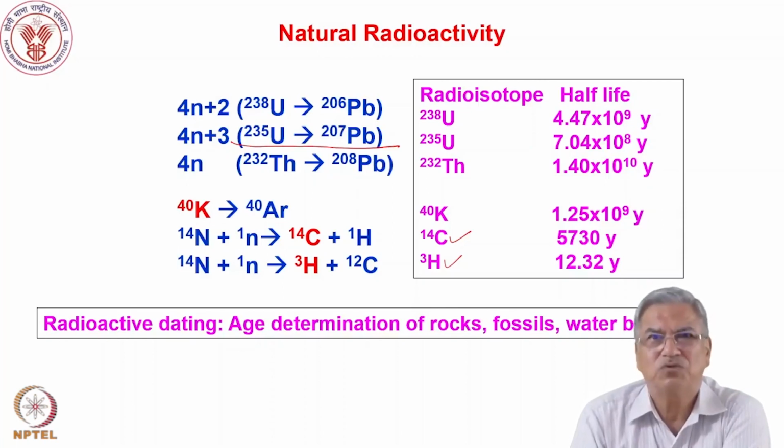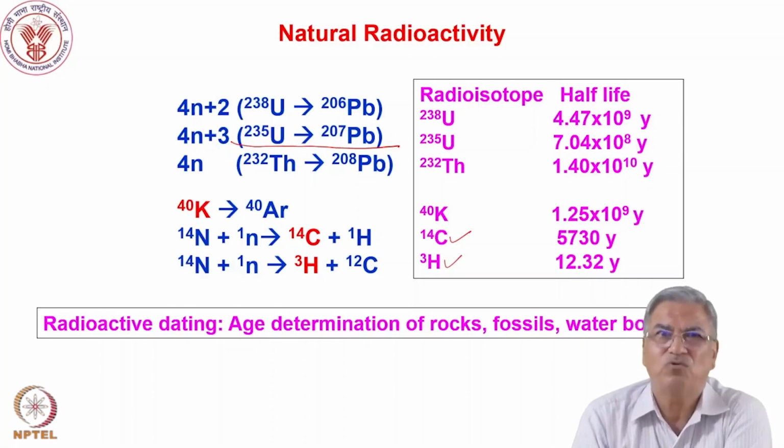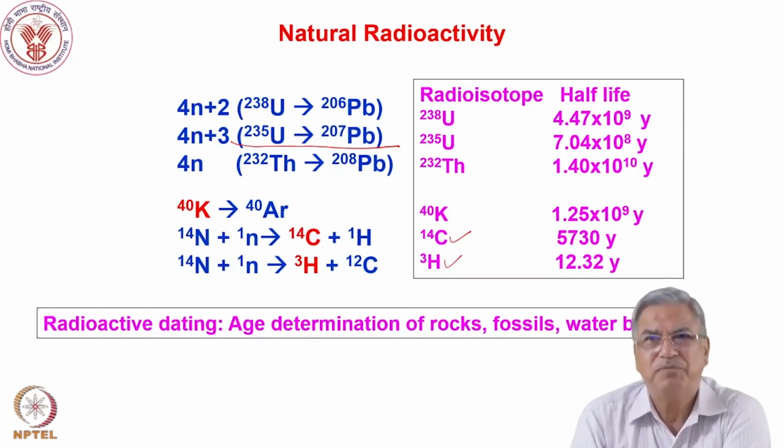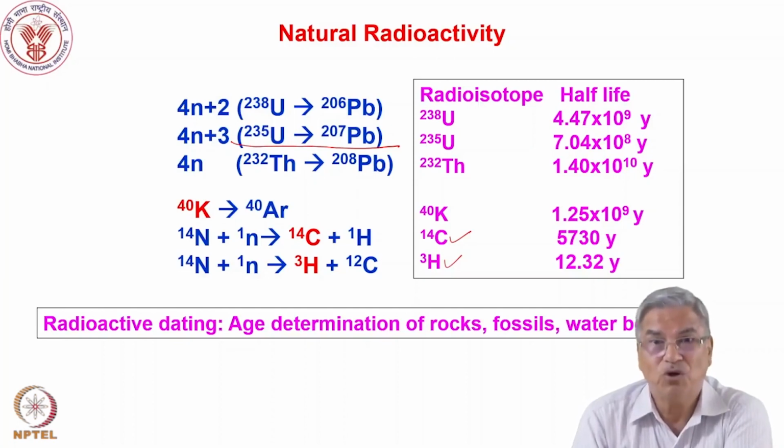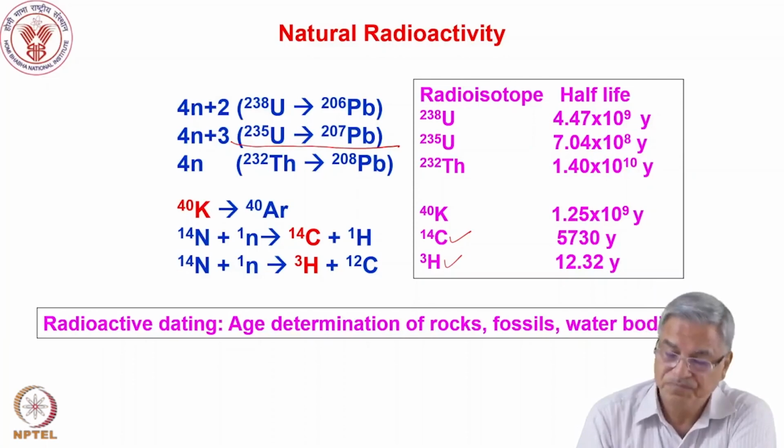Similarly, water bodies contain hydrogen and therefore tritium. From the measurement of the activity of tritium in a water body, you can find out if it has got disconnected from the normal live water, rainwater, and so is not being equilibrated by the normal water. So this is the way you can find out when this particular water body or the fossils or the rocks were formed.